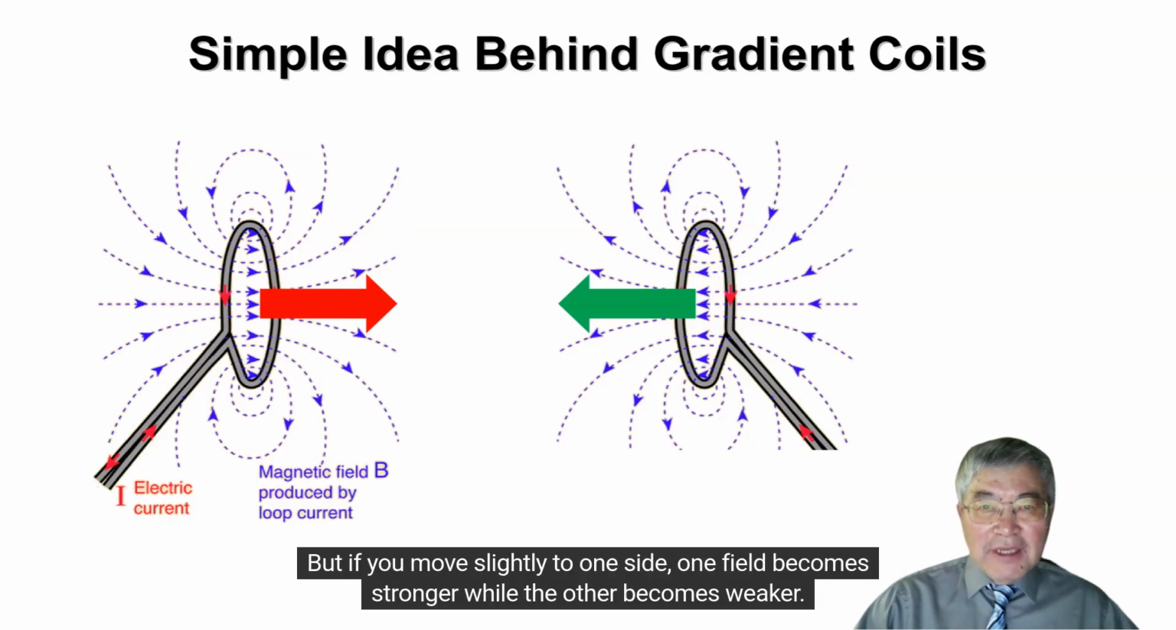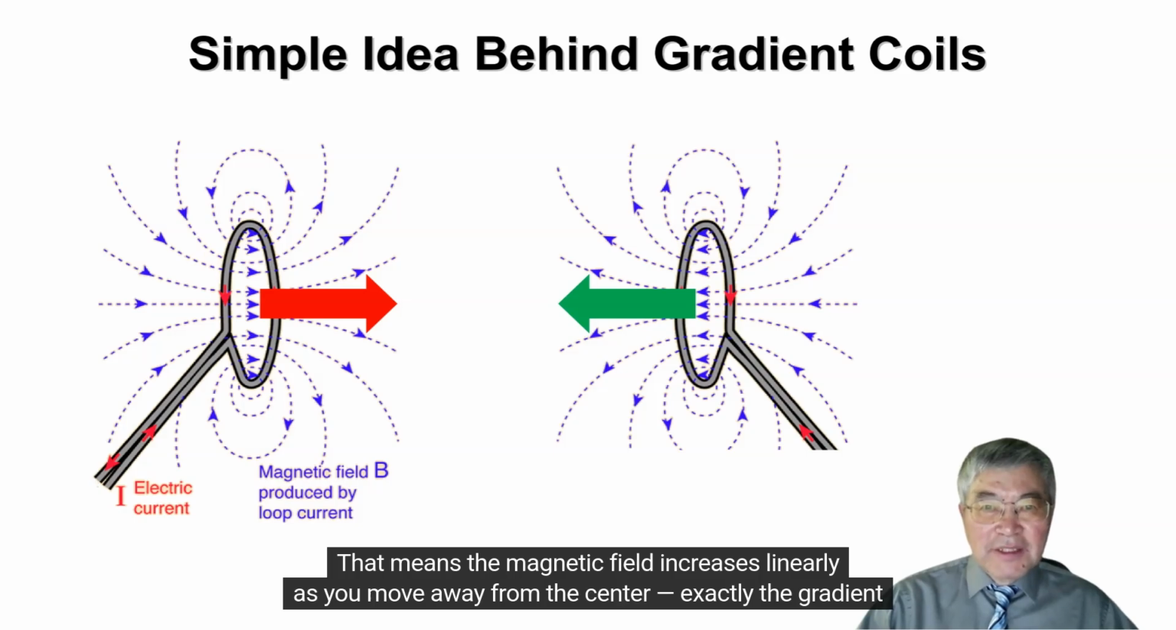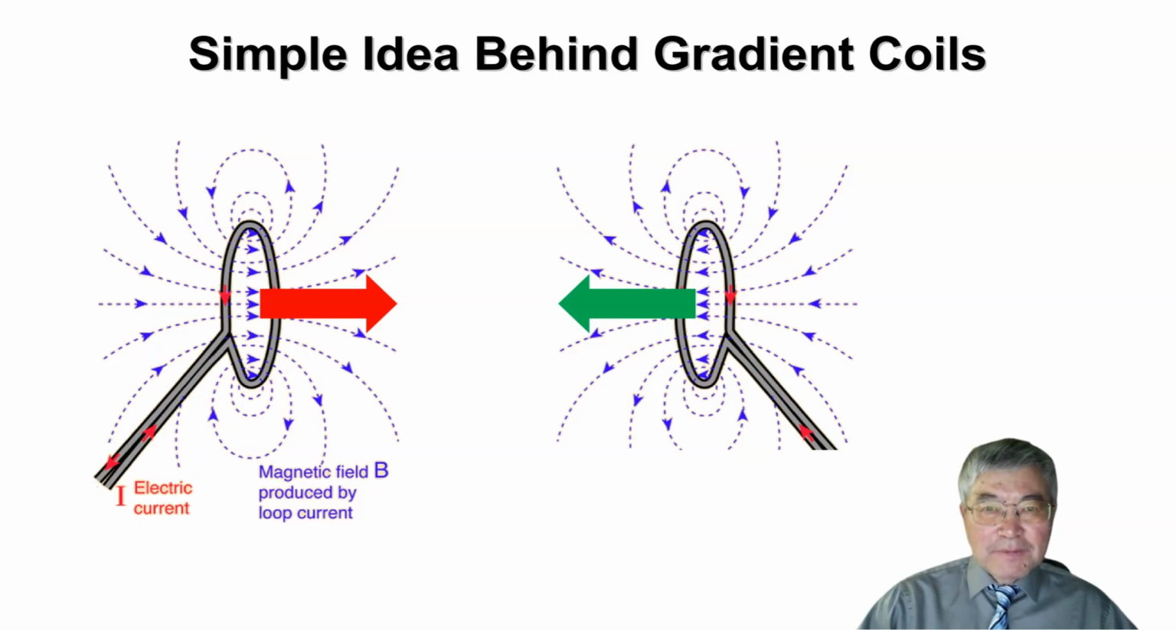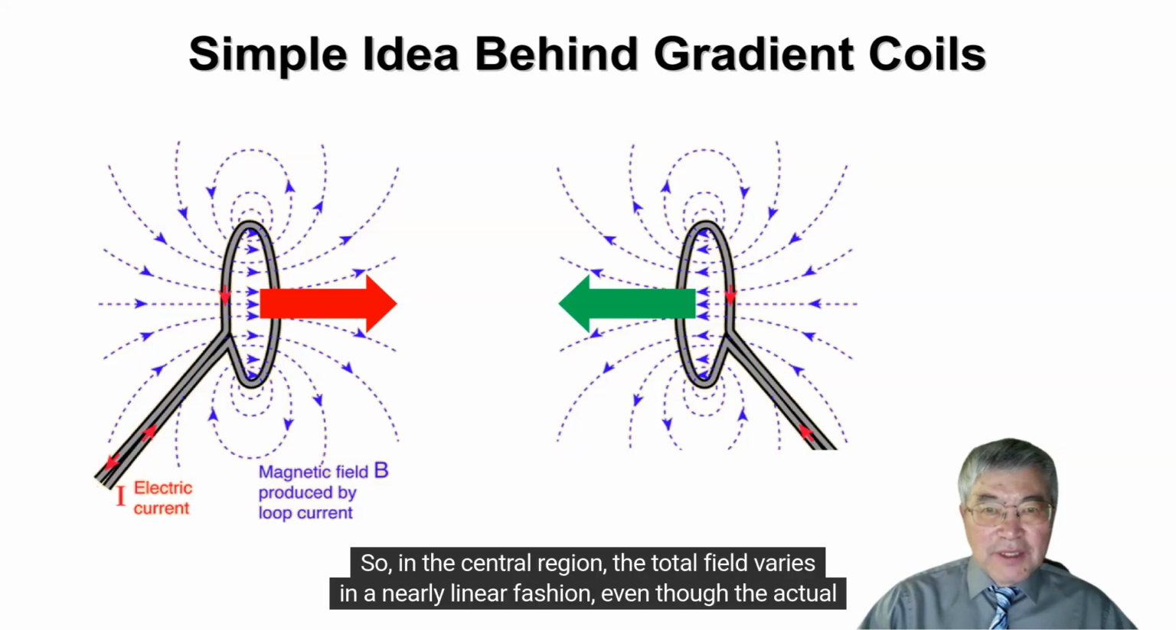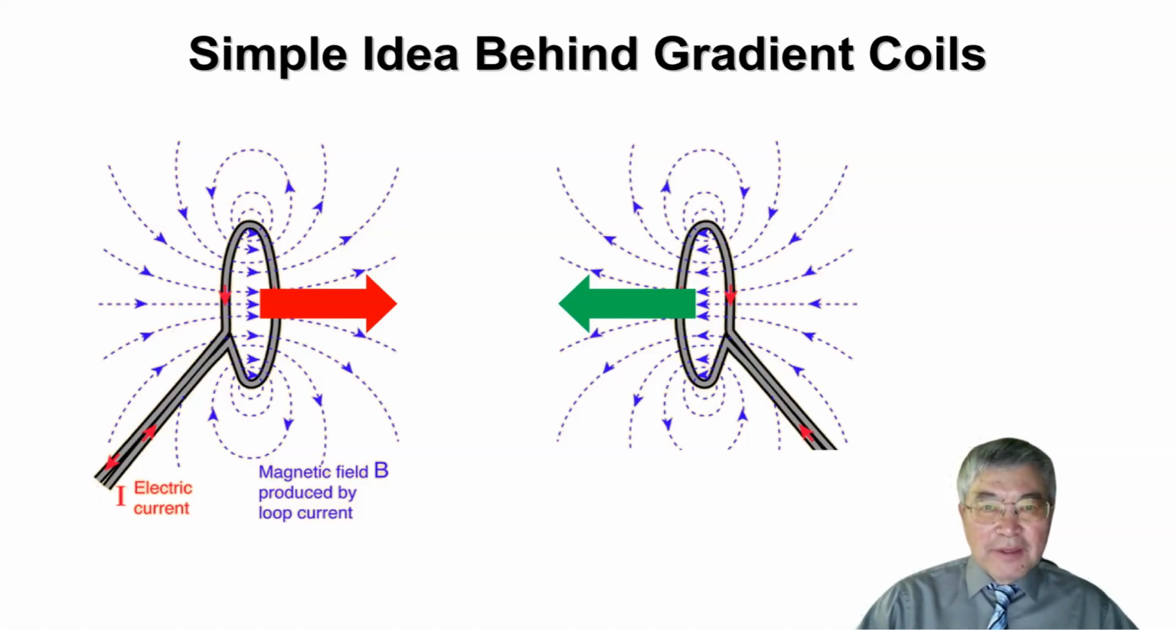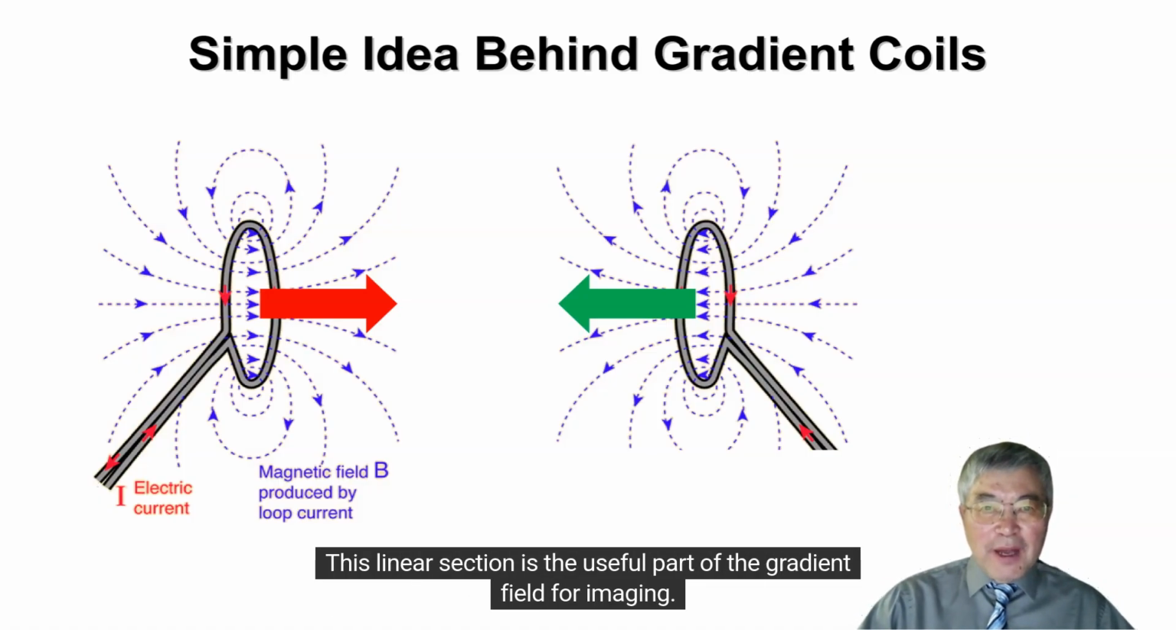But if you move slightly to one side, one field becomes stronger while the other becomes weaker. That means the magnetic field increases linearly as you move away from the center, exactly the gradient we need. So, in the central region, the total field varies in a nearly linear fashion, even though the actual fields from each coil are curved. This linear section is the useful part of the gradient field for imaging.